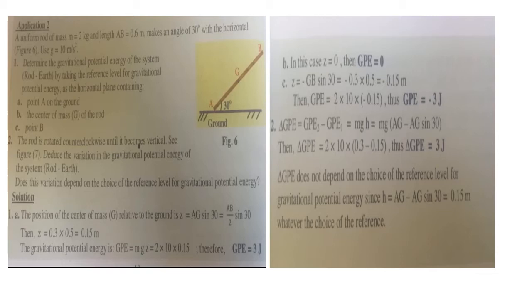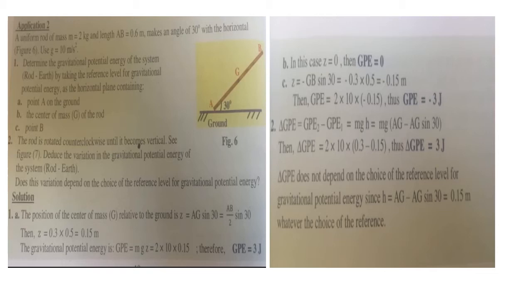Consequently, the position of G with respect to the ground is h equals AG sine 30, where AG equals AB over 2. So AG sine 30 equals 0.15 meter. Then you can calculate GPE by mgh: 2 times 10 times 0.15, GPE equals 3 joules.